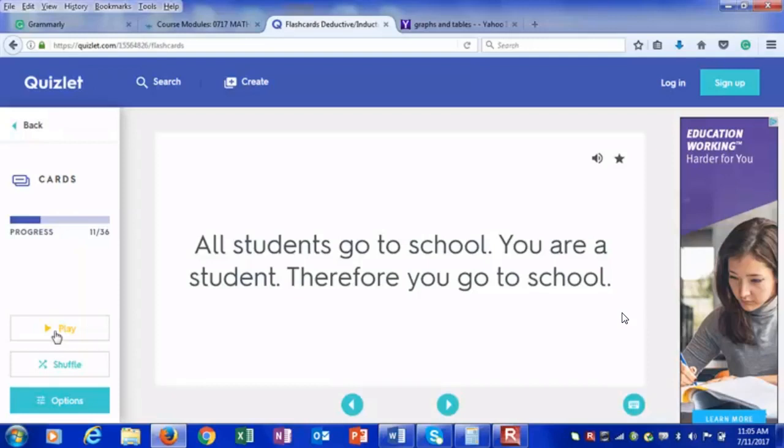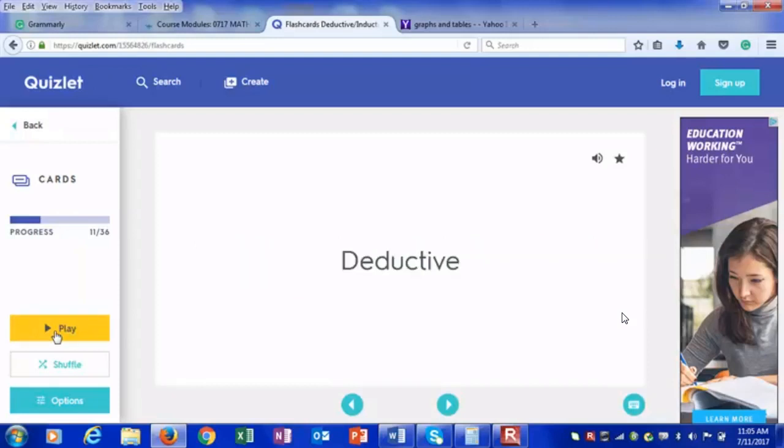Well, I believe this is logic because the fact that all students go to school, the obvious logical reason is if you're a student, you're going to go to school as well. So my answer would be deductive. There we have it.